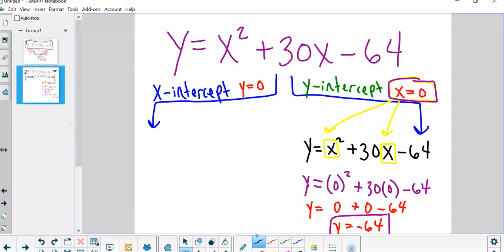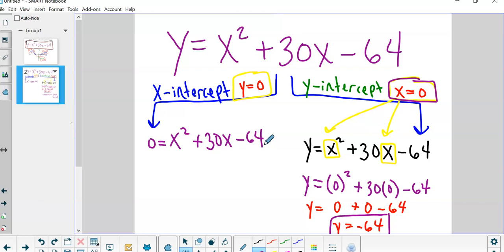The next part is really similar. We're going to find the x-intercept, and to find the x-intercept, we are going to make use of the fact that y is equal to 0. So in this case, we're going to rewrite y is equal to x squared plus 30x minus 64, but instead of putting y, we're going to put 0. So it's going to be 0 is equal to x squared plus 30x minus 64.